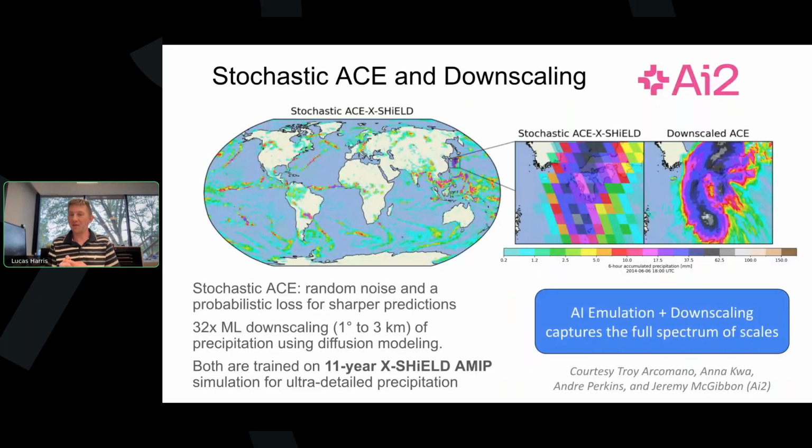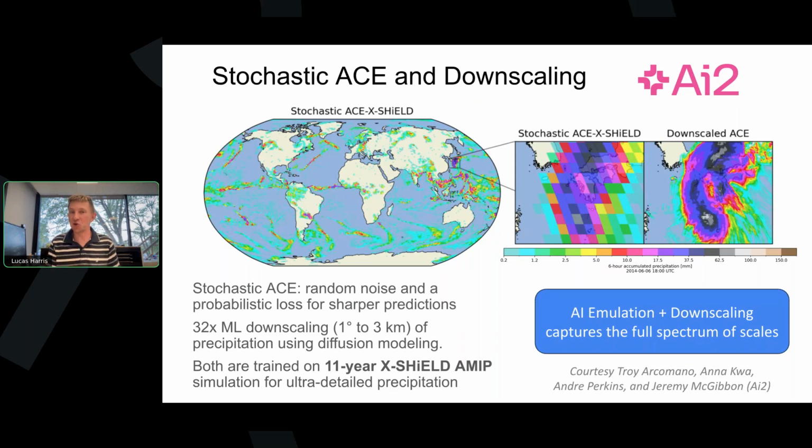One example of the great stuff that AI2 is doing with GFDL's data sets is the downscaling experiment. They developed a new version of ACE, stochastic. It adds random noise, and paradoxically, that random noise, combined with the probabilistic loss function, actually sharpens up your models. One of the problems with AI models is the fuzz. The first thing AI models seem to learn is that if you smooth out your solution, it makes your skill better. And that's exactly the opposite of what we actually want out of our models.